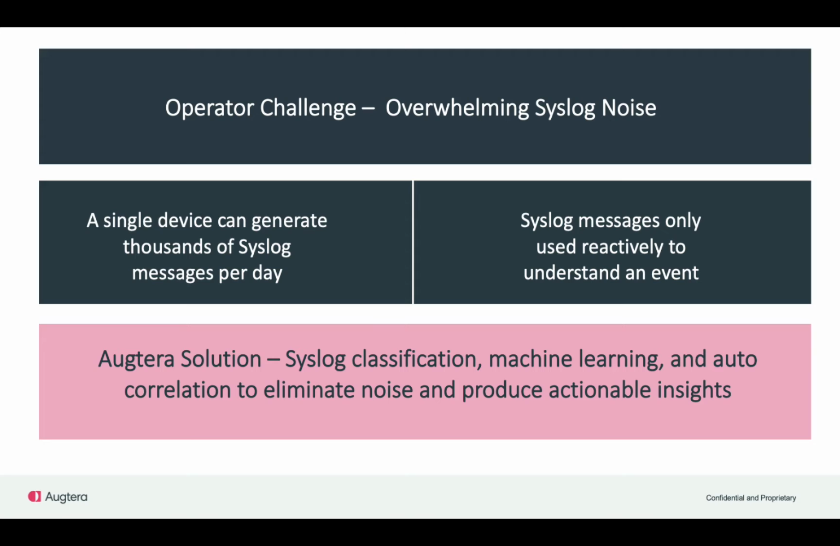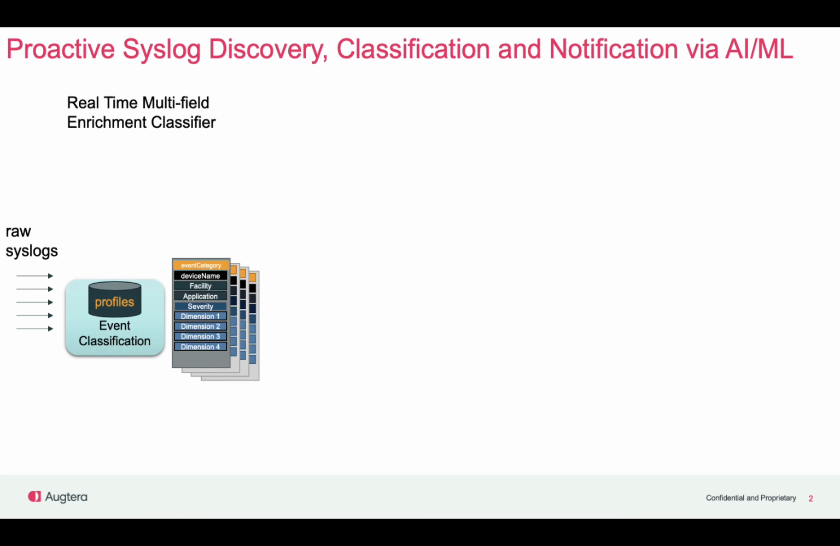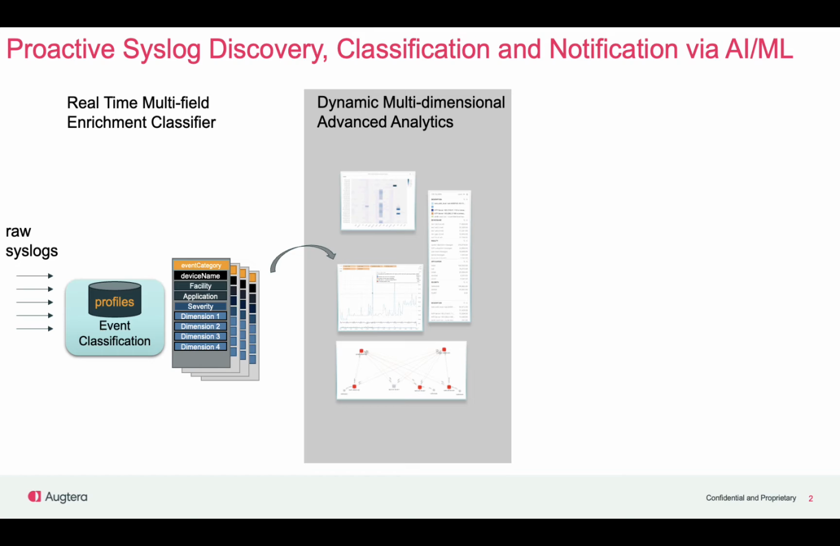Altair is reinventing how operators manage their networks using AI and machine learning. In this video, we will show you how we use these techniques on Syslog to solve its inherent challenges. Altair starts by ingesting the raw Syslog data. As the messages are processed in the data pipeline, Altair begins classifying them using its library of Syslog profiles, populating the relative dimensions in real time. The classification process enables quick reduction of noise and advanced analytics.